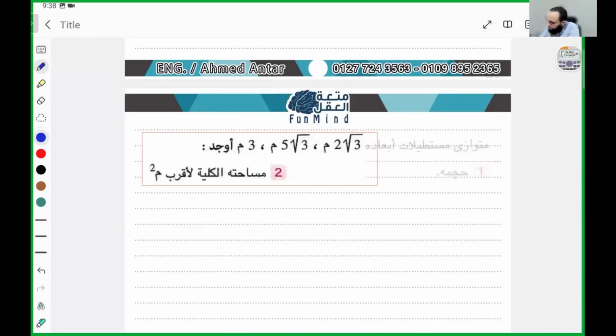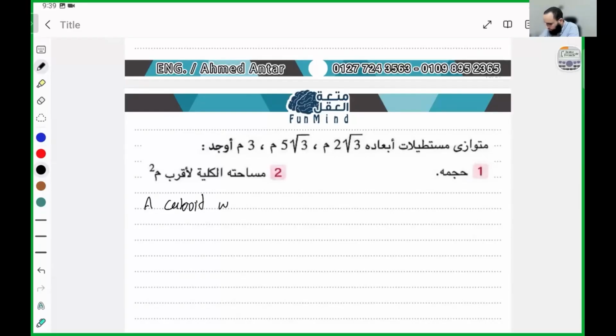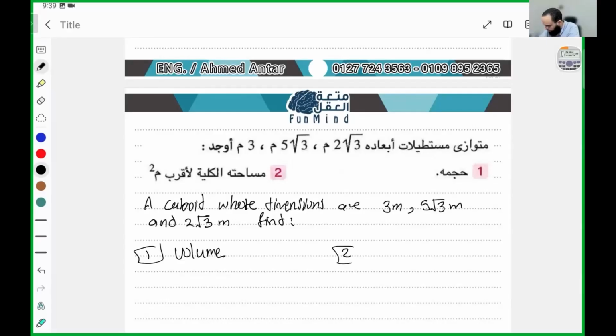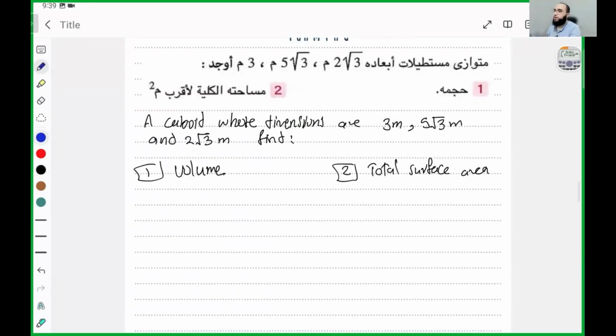Yes, the same. And this question: a cuboid whose dimensions are 3 meter, 5 root 3 meter, and 2 root 3 meter. Find number 1, the volume. Number 2, the total surface area. How can you get the volume? The volume of the cuboid.